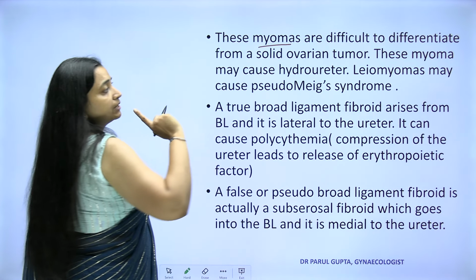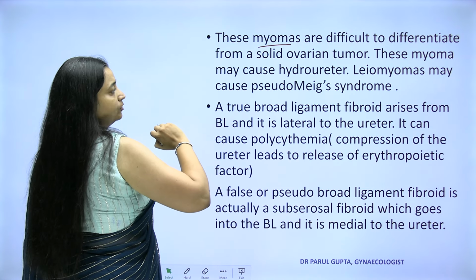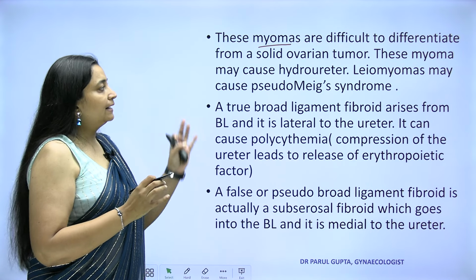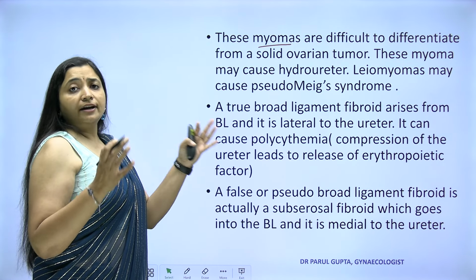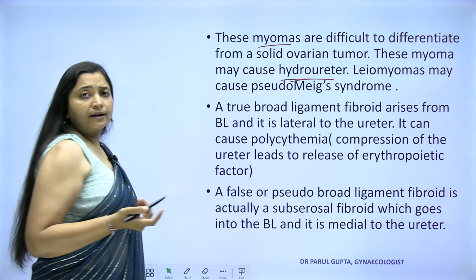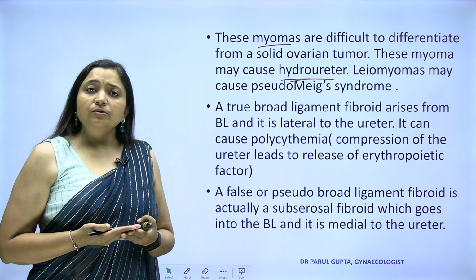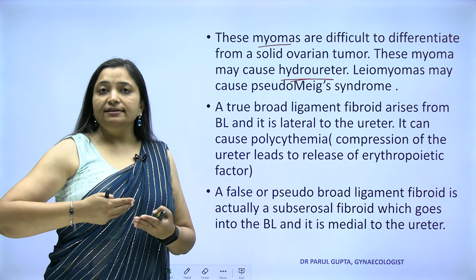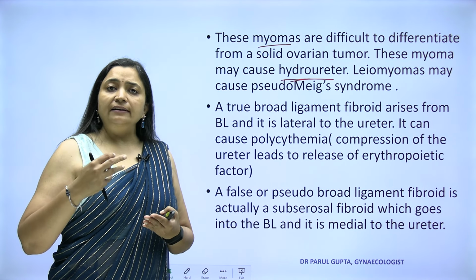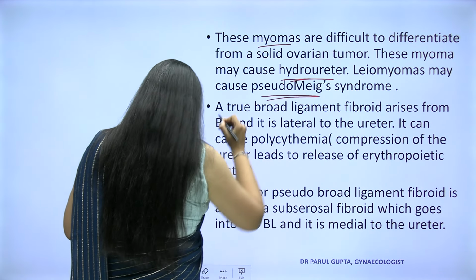These myomas, we are talking about broad ligament myomas, pseudo ones, are difficult to differentiate from solid ovarian tumors, because solid ovarian tumors also arise from the adnexa and grow towards the broad ligament. So in your radiological findings they appear the same. These myomas may cause hydroureter, definitely, because the ureter is lying so close, it compresses the ureter. And since it compresses the ureter, the kidney thinks there is some kinking, some problem, so it starts releasing erythropoietin and the patient may get polycythemia. And sometimes it also causes a pseudo-Meigs syndrome.